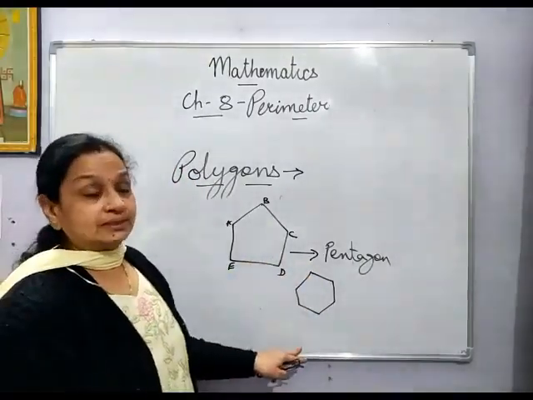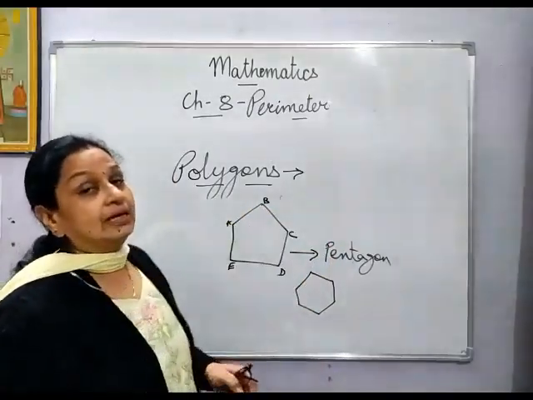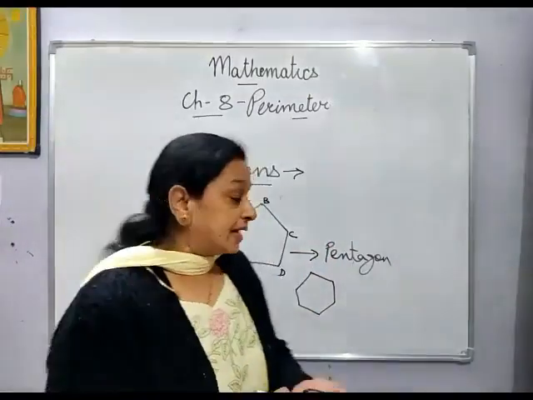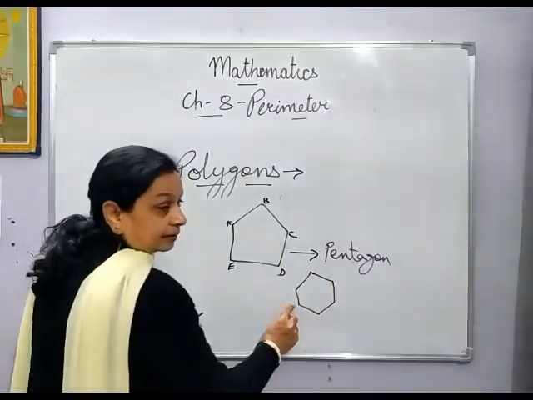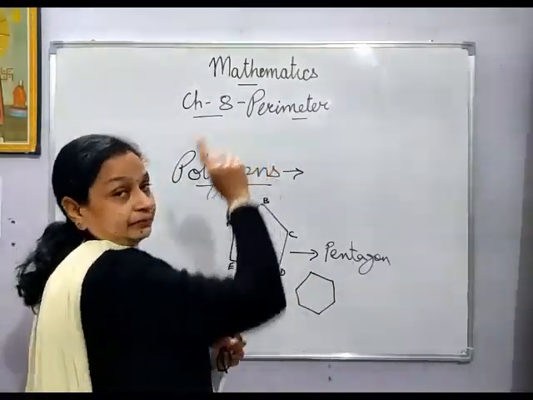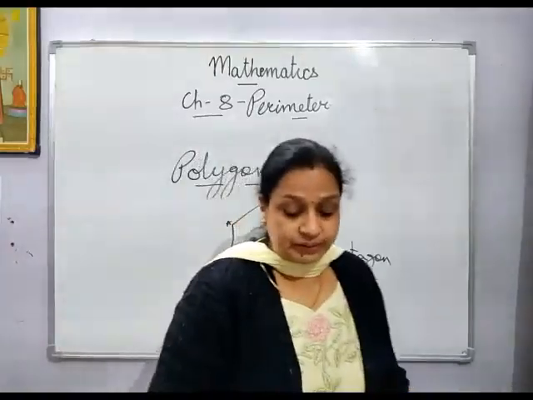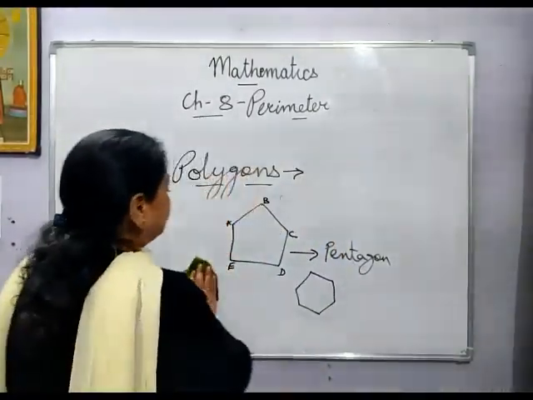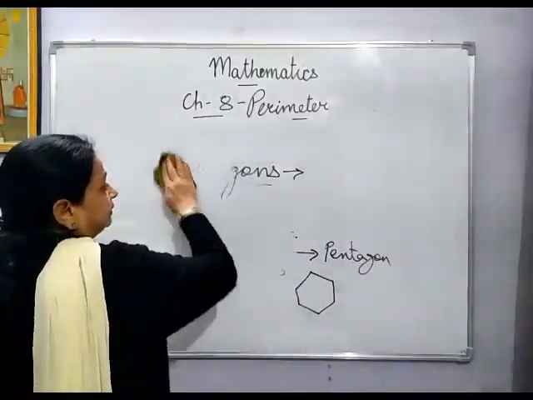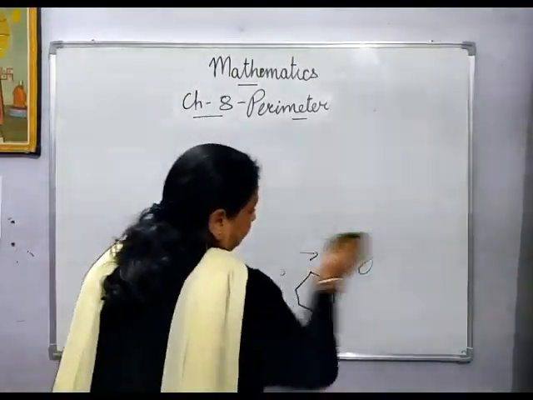These are all polygons. They are entirely made up of line segments. So if we calculate the total length of this boundary, it will be called the perimeter. I hope this is clear to you. Now, how we calculate, I'll explain one by one. We will start with the recap exercise.